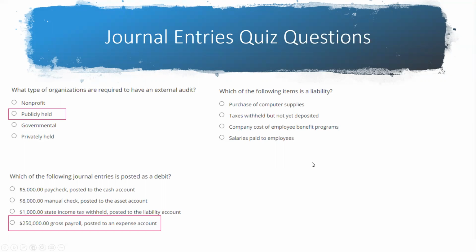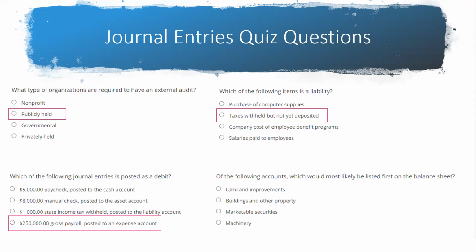Which of the following items is a liability? Purchase of computer supplies, taxes withheld but not yet deposited, company cost of employee benefit programs, or salaries paid to employees. Again, we're looking for a liability. Cost of employee benefit program. Somebody said cost of employee benefits. Oh, it's actually going to be taxes withheld, but not yet deposited.